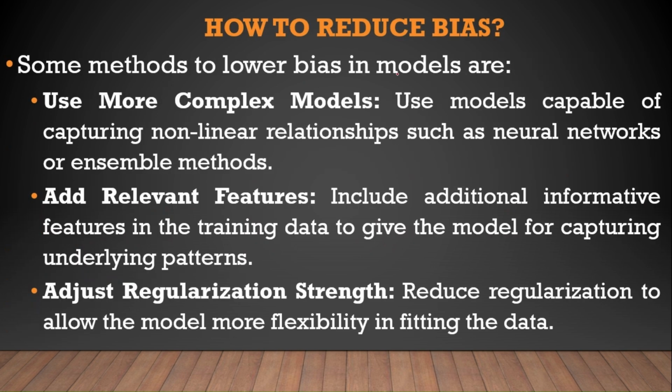How to reduce the bias? Some methods to lower bias in models are: use more complex models, capable of capturing nonlinear relationships, such as neural networks or ensemble ML methods. Add relevant features, including additional informative features in the training datasets, to help the model capture the underlying patterns. Adjust the regularization strength, that is L1 and L2. Reduce the regularization to allow the model to be more flexible in fitting the datasets. So this is a way to reduce the bias.